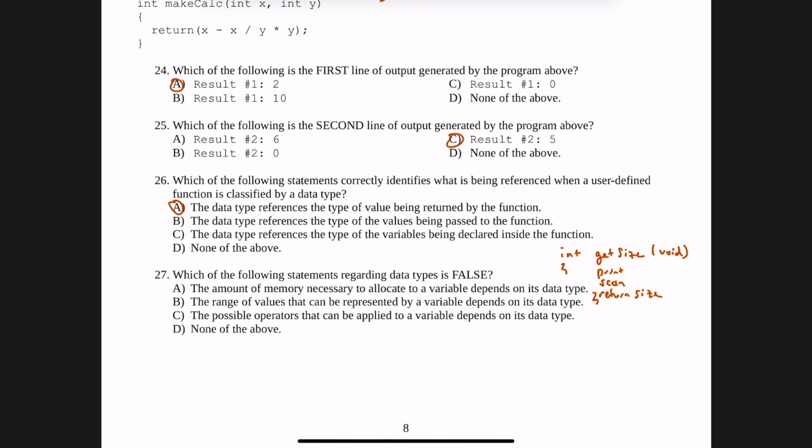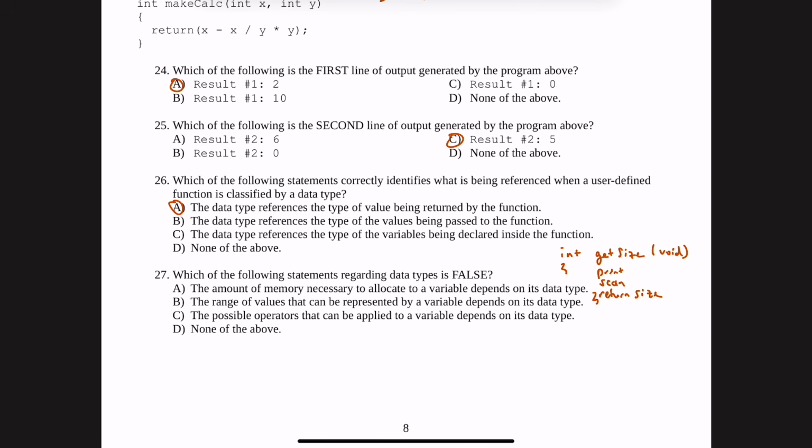B, the range of values that can be represented by a variable depends on its data type. So like I just said, right, a char, just a few hundred values. Long, you might be going in the billions of values. So B is going to be true as well. C, the possible operators that can be applied to a variable depends on its data type. This is going to be true as well.